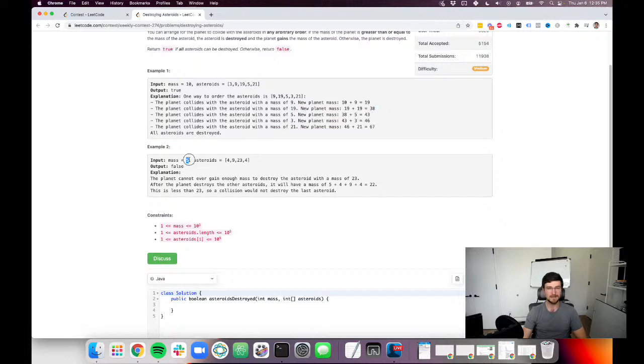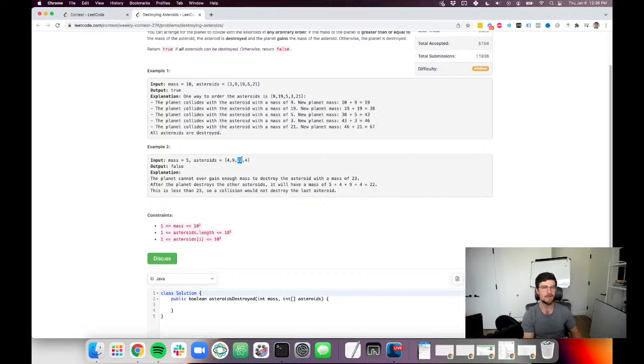In a case like this, 5 would destroy 4 and become 9. It would destroy 4 again and become 13. That would destroy 9. But then, to destroy this 23, we basically have to gather together as much mass as we can. And so by going in increasing order, as we get to larger planets, we are always maximizing the amount of mass that we can have when we get to that point.